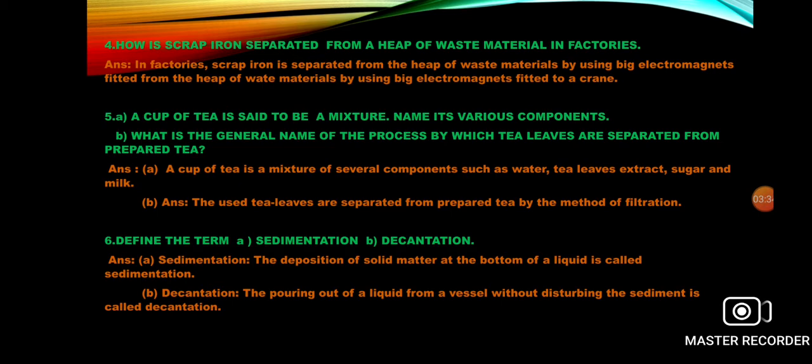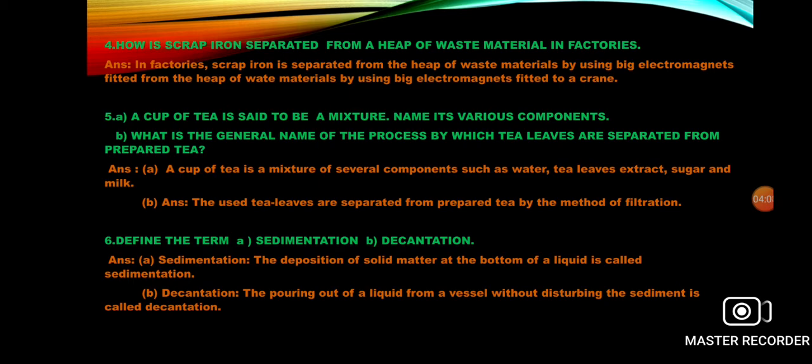All right, now question number 4: how is scrap iron separated from a heap of waste material in factories? Now, you all know that a magnet can attract iron or any material which is made up of iron. So in factories, the scrap iron is separated from a heap of waste material by using a big electromagnet. What are electromagnets? Electromagnets are magnets which operate with electricity. That means as long as the electric current is there, it will act as a magnet.